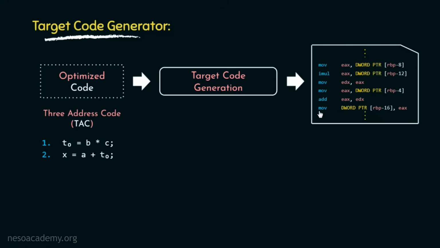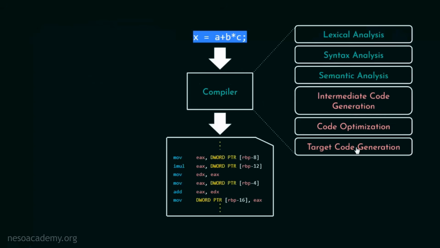Finally, we are moving the content of the EAX register to the address pointed by the data word pointer rbp-16, which is actually the address of the variable X. So after execution of these commands, we will have the calculated value in the X. So this is the meaning of this assembly language code segment. So this is how that arithmetic expression of our pure high-level language code finally gets translated into this assembly language code segment after going through all these phases.